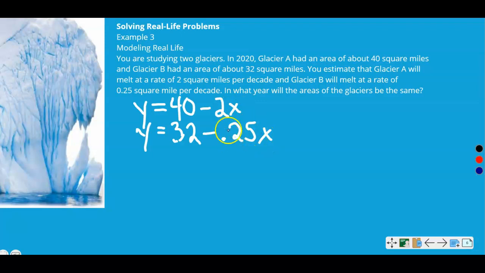We don't know what the time is going to be yet, so we have to find that intersection point to solve that. We can set this up like the equations we've had: 40 minus 2x equals 32 minus 0.25x. To solve this equation, we can put these two in our calculator.